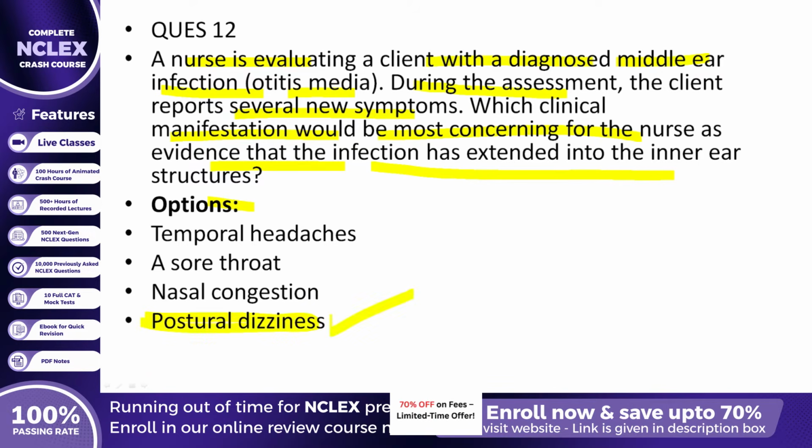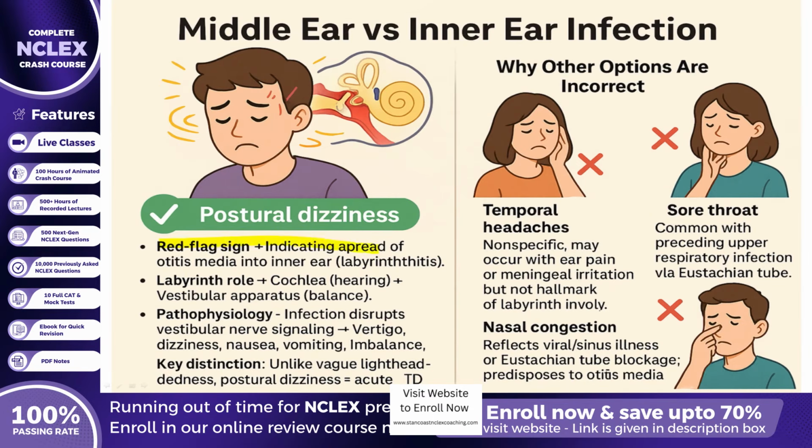This finding is the red flag indicator that the infection has advanced from the middle ear into the labyrinth of the inner ear. The labyrinth includes the cochlea for hearing and the vestibular apparatus for balance. When bacteria or inflammation spread to these structures, a condition called labyrinthitis develops. This interferes with vestibular nerve signaling, leading to vertigo, dizziness, nausea, vomiting, and difficulty maintaining balance. Unlike vague lightheadedness, postural dizziness indicates acute vestibular dysfunction, which directly disrupts postural stability through its connections with the 8th cranial nerve and the cerebellum. Therefore, dizziness is the most specific and advanced sign of infection progression.